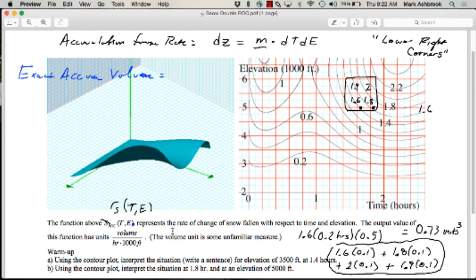We know, you just use function notation. Yeah, just use R sub s. So based on R sub s, it can be two integrals, right? Two integrals, R sub s of t, e, dt, dE, where t is from 1.6 to 2, and E was 5 to 6. So that would represent the exact accumulation of the volume of snow that we estimated at 0.73 units cubed.